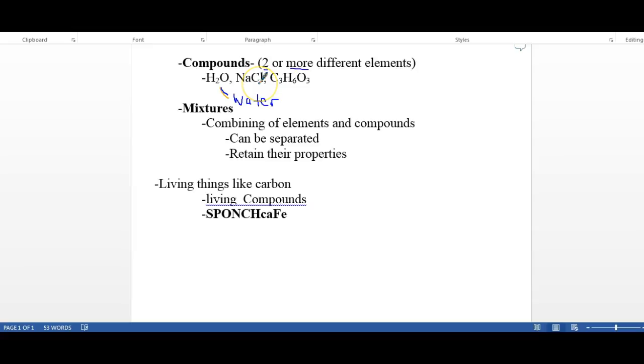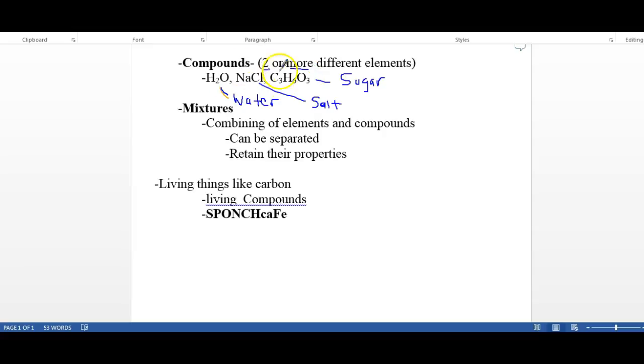So NaCl, that's sodium chloride, that's salt, table salt to be more exact. And again, it's 1 sodium, 1 chlorine. We'll talk about how to figure that out next week. And then we have C3H6O3, and this is a sugar. But again, there's at least 2 or more, and then joined together.